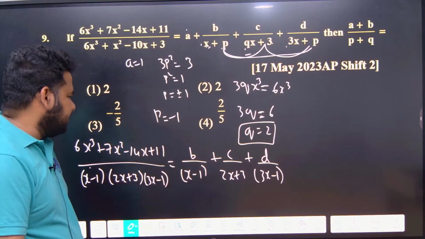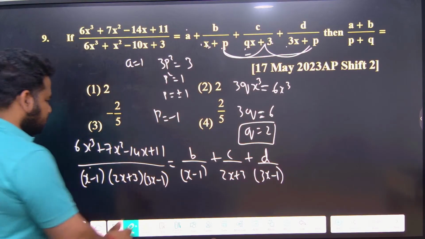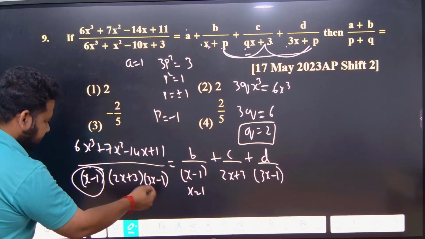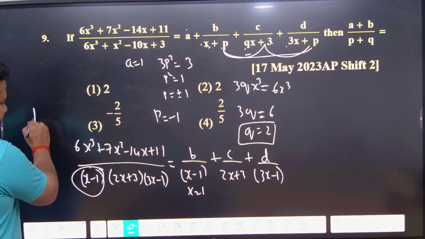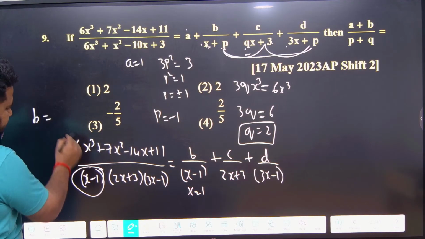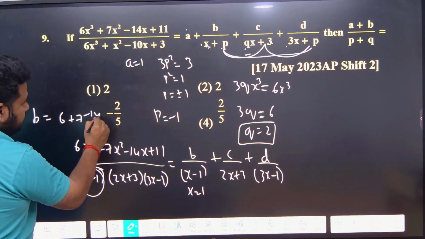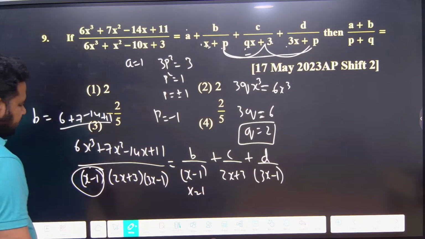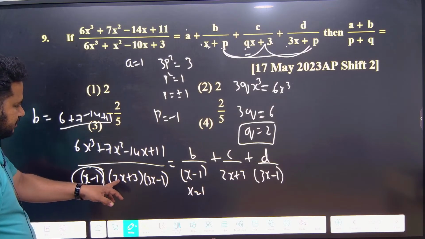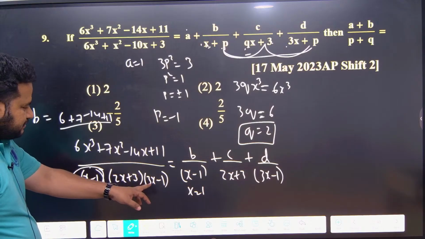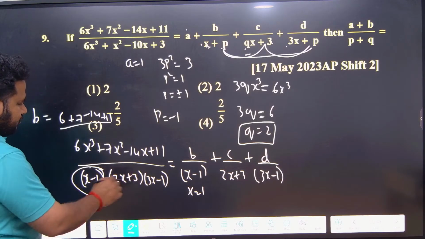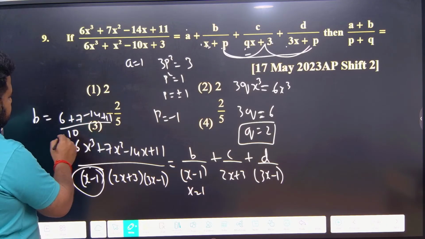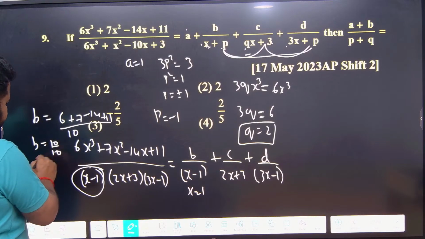So this is nothing but linear. I have to find out the value of b, so what I can do is put x equal to 1. Close this factor, and in the remaining things put x equal to 1. So b will be equal to 6 plus 7 minus 14 plus 11 divided by, if I put x equal to 1, 2 plus 3 is 5, and 3 minus 1 is 2, so 5 into 2 is 10. The numerator is 13 minus 14, which is minus 1, plus 11, which is 10. So b will be equal to 10 by 10, b is equal to 1.